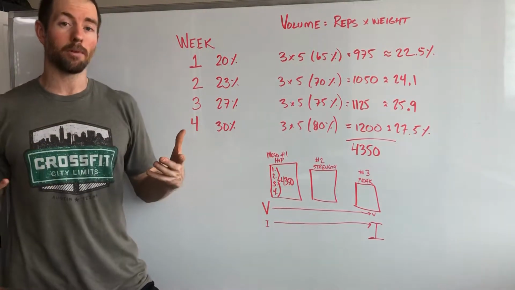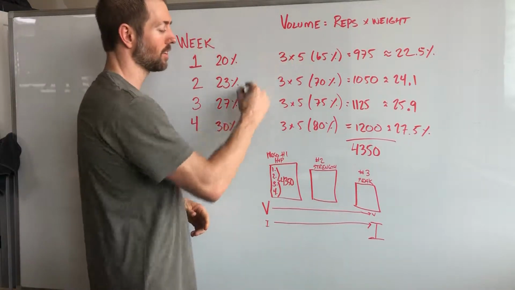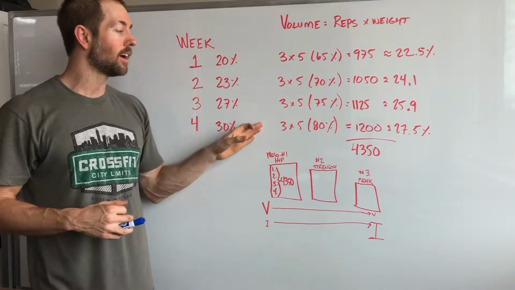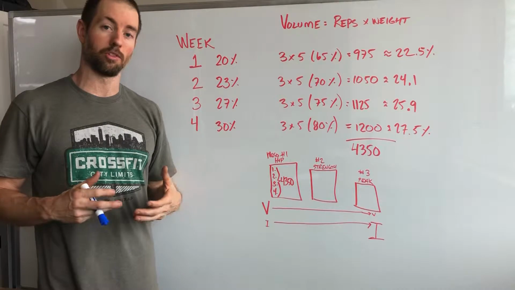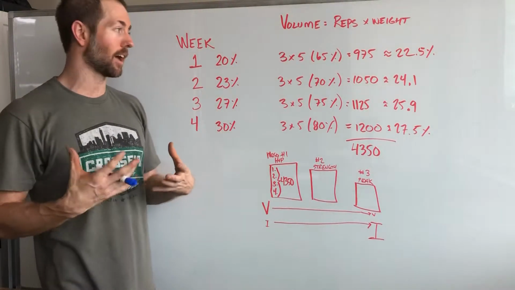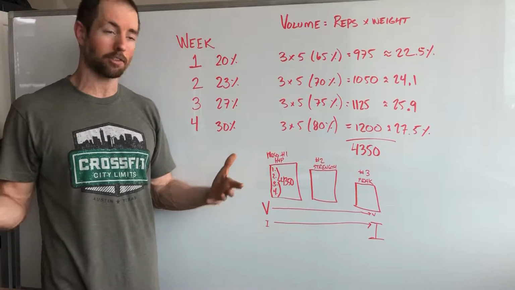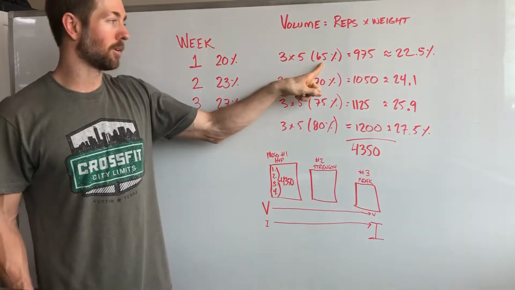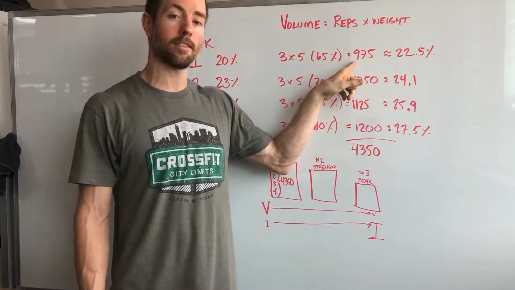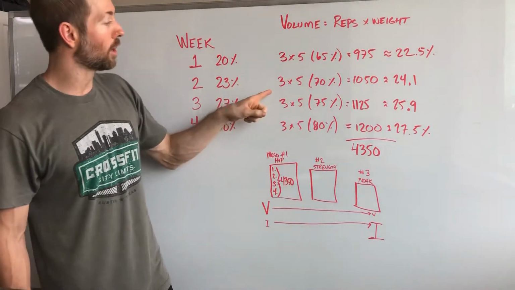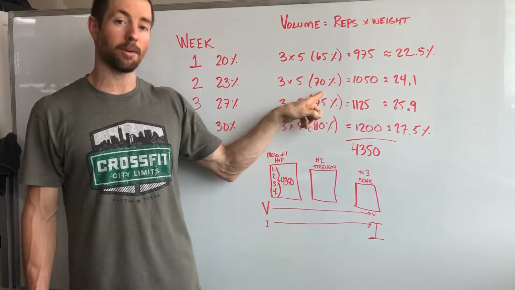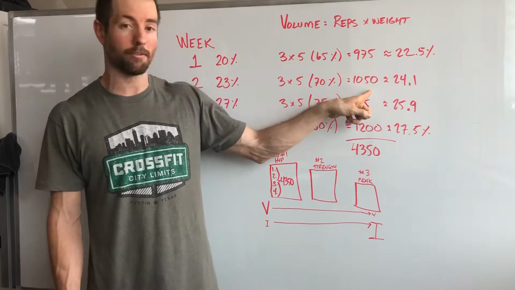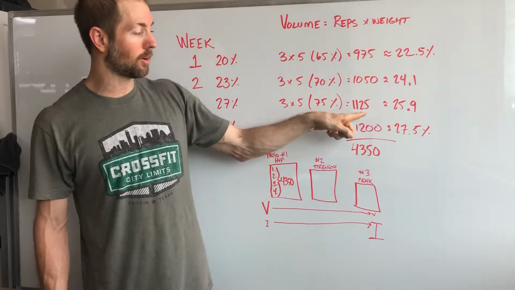Just to give an example of what this might look like in practice, this example would be for one exercise. What we would want to do is have a general idea of what this looks like for every exercise we're doing in that month and make sure everything fits together. But if we just pick one exercise, we'll use back squat for example. If week 1 we did 3 sets of 5 at 65%, our relative volume would be 975. If week 2 we just ramped up 5% and we did 3 sets of 5 at 70%, now we have a relative volume of 1050. 3 sets of 5 at 75%, we got 1125.